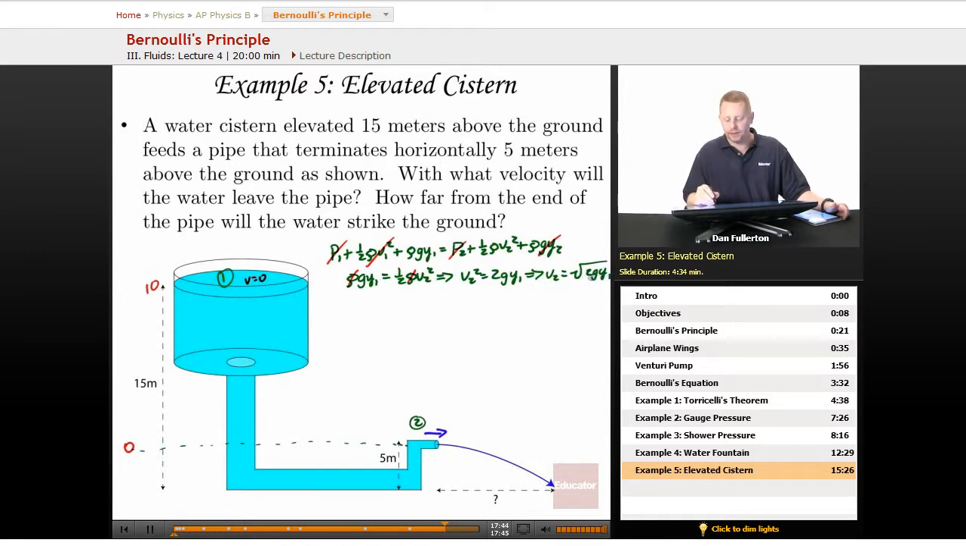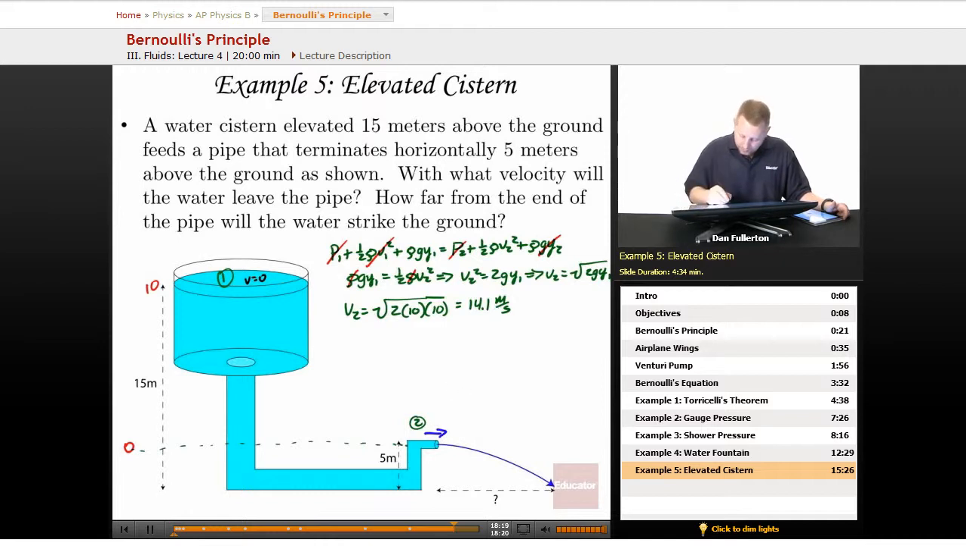Notice how similar that looks to V equals square root of 2gh, the conservation of energy value we found to determine how fast something's moving after it's been dropped some distance. V equals square root of 2gh by kinematics or by a conservation of energy approach. Same idea. So V2 will be equal to the square root of 2 times g, 10 meters per second squared, times y1, 10 meters, or square root of 200, that's about 14.1 meters per second.